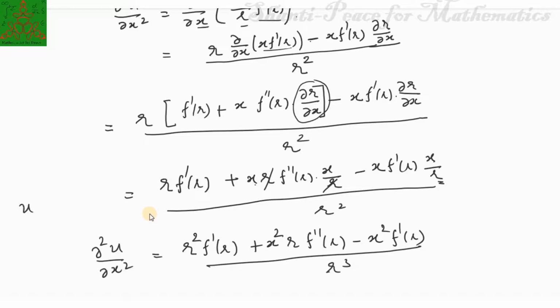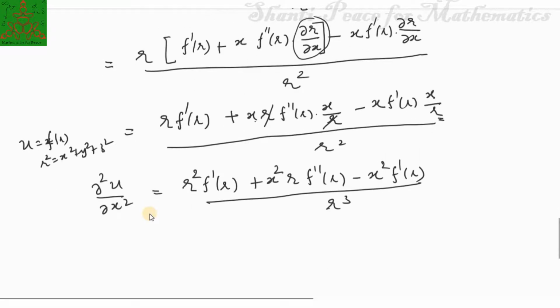Since u is a function of f of r and r square is x square plus y square plus z square, since this u is actually a symmetric function with respect to x, y, z, so if you replace this value of x by y, then you will have the partial derivative of this with respect to y, which is of second order, as del square u by del y square.